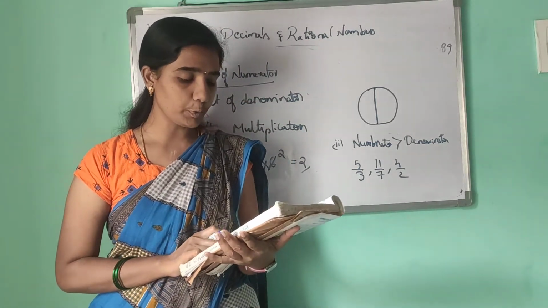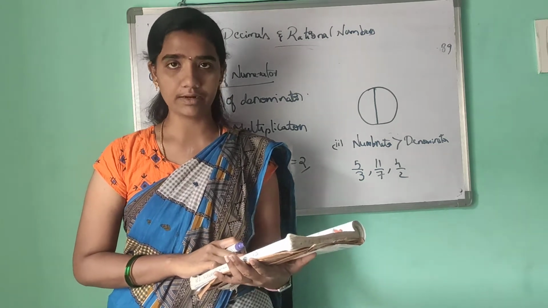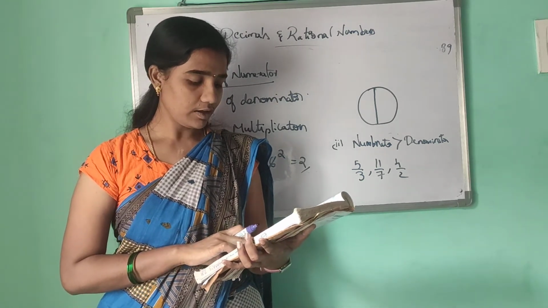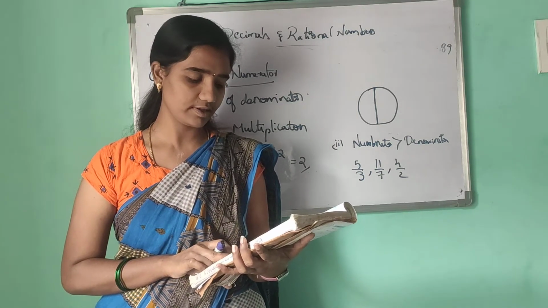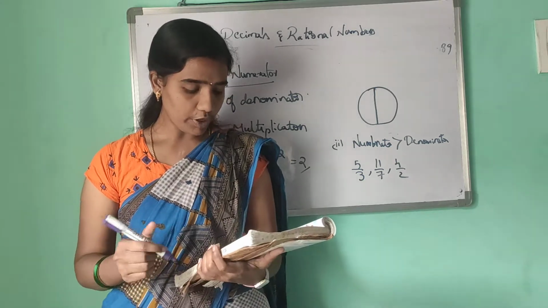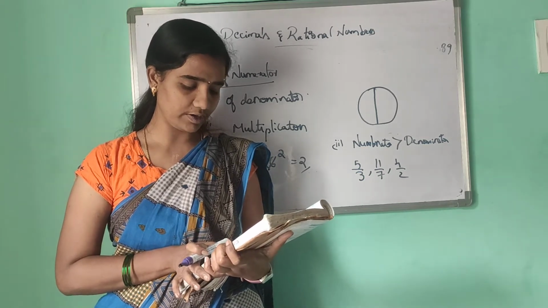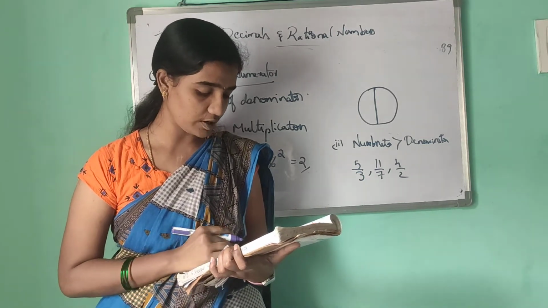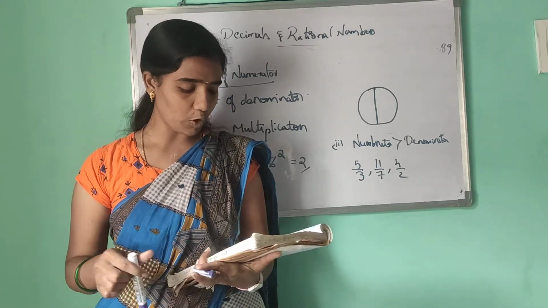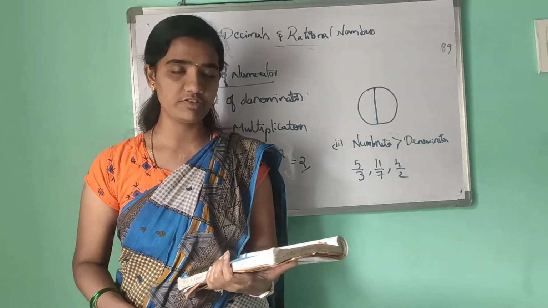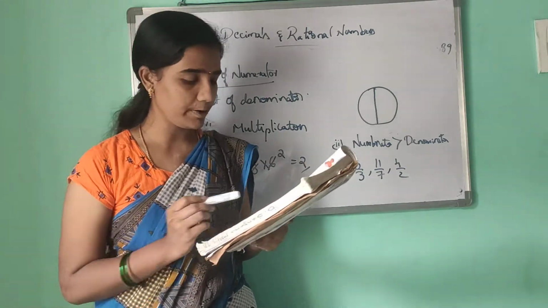The product of 2 proper fractions is less than each of the fractions that are multiplied. The product of proper and improper fractions is less than the improper fraction and greater than the proper fraction. The product of two improper fractions is greater than each of the fractions.